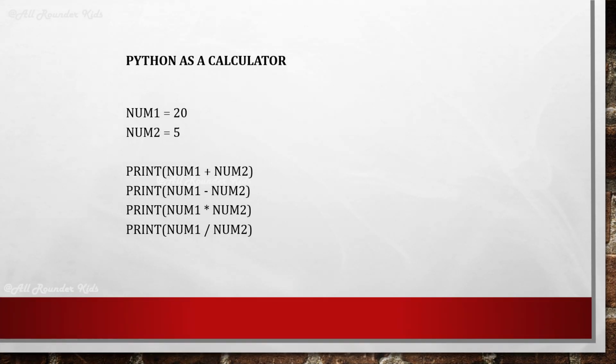Python as a calculator. Number 1 equals 20. Number 2 equals 5. Print, number 1 plus number 2. Print, number 1 minus number 2. Print, number 1 into number 2. Print, number 1 divided by number 2.